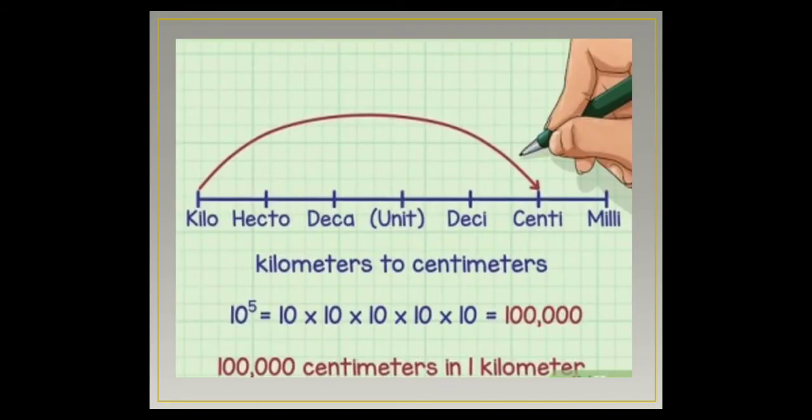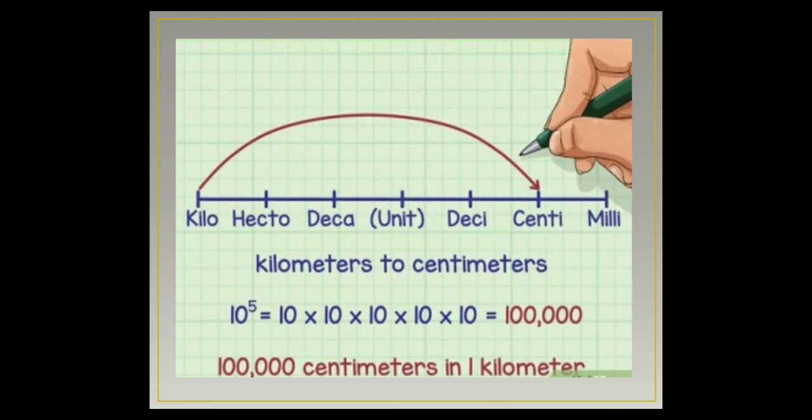Clear? For example, if you want to convert kilometer to centimeter, what should I do? I need to first find out which is bigger. Kilometer is bigger than centimeter, right? So I need to multiply. First step, I found out it is multiplication. Second step, how many tens? So leave kilometer. After kilometer, you need to see how many tens are there.